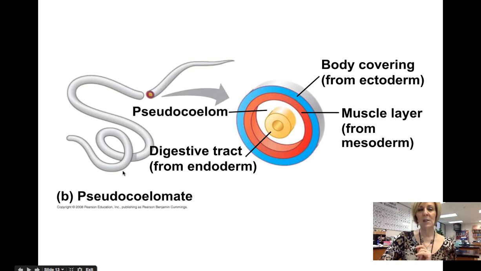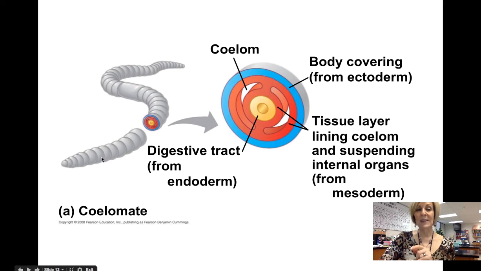Now, this is a worm that might look a little bit like the other worm that I just showed you. This one has segmentation, which is a more advanced characteristic.